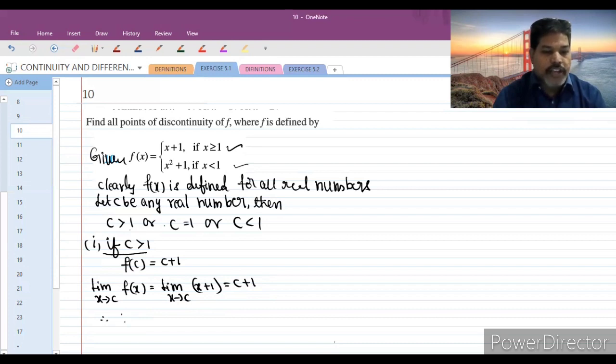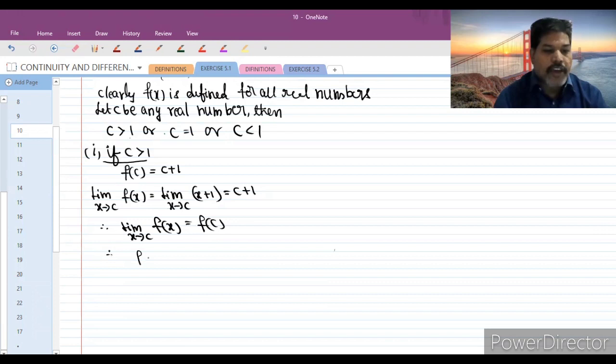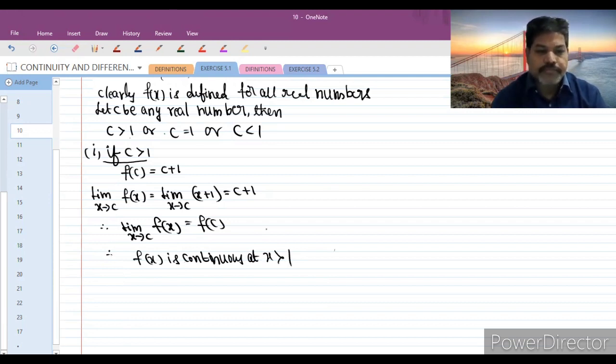Therefore, we can conclude that the limit as x extends to C of f of x is equal to f of C. Therefore, f of x is continuous at x greater than 1, or you can write that it is continuous for all x such that x is greater than 1.